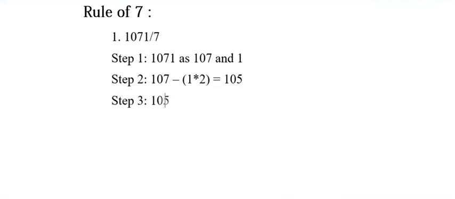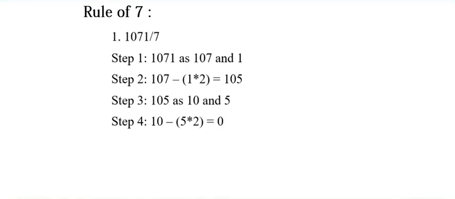Now step number 3. I'll again take the number 105 and write it as 10 and 5. Now step number 4. What do I do? Again I write this 105 as 10 minus, what is the left out term? 5. I'll multiply 5 into 2. Now what is the answer? So 10 minus 10 will be equal to 0. Now you tell me, since 0 is divisible by 7, the number 1071 is also divisible by 7. It's as simple as that.